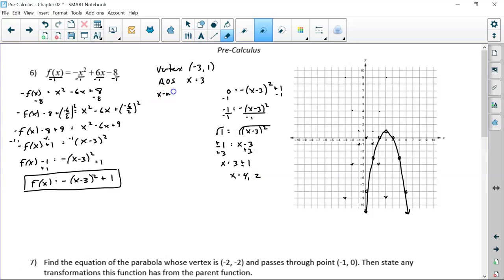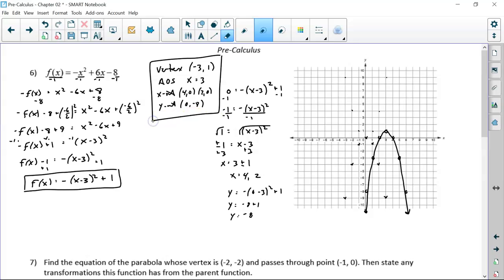So our x-intercepts, 4, 0 and 2, 0, and that matches up to our graph. And then our y-intercept, y equals the opposite of 0 minus 3 squared plus 1. -3 squared is 9, times -1 is -9, plus 1, so y equals -8. So our y-intercept is at 0, -8. And you can see that from the graph as well. But don't forget, you can always solve them algebraically.